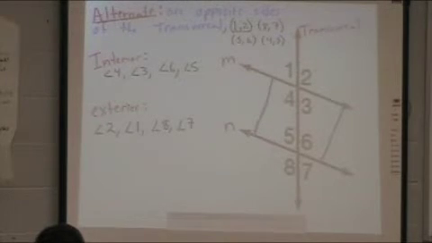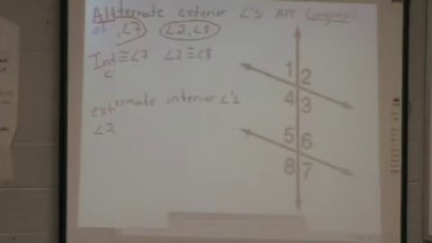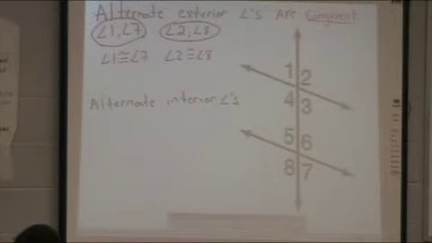Now the angles that aren't included as interior are exterior. So angle 8, angle 7, angle 1, and angle 2 are exterior angles. Now I tell you all this so that I can teach you the definitions of alternate interior angles and alternate exterior angles. Alright, so if you'll look at the board, we just learned the definition of alternate exterior angles.